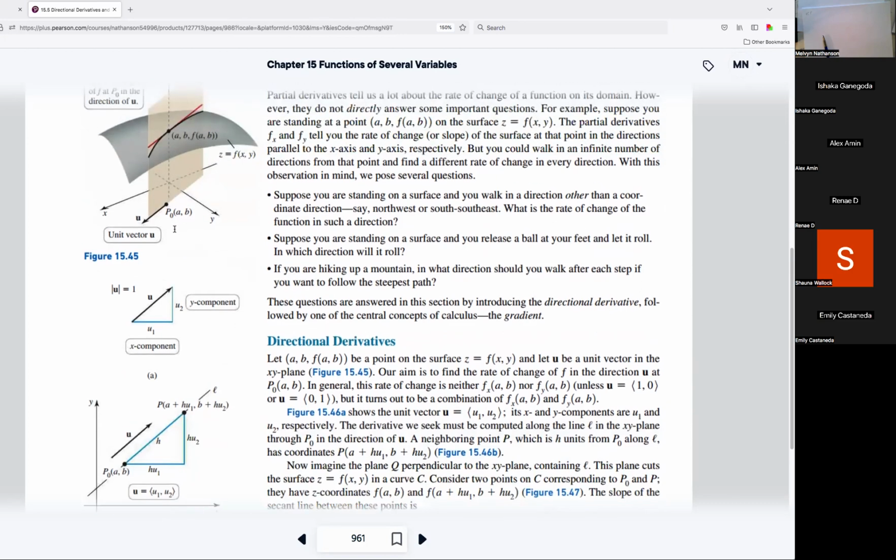So on my surface, if you take a point AB in the plane, here's the surface and here's the point AB, and the z coordinate is f of AB. That's my surface. And I want to take some direction u in the plane. And from this point in the plane, I go in the direction u. And I want to find some derivative of my function in that direction.